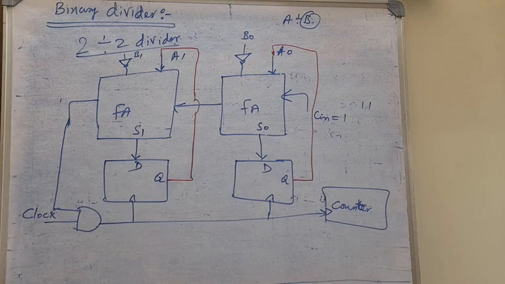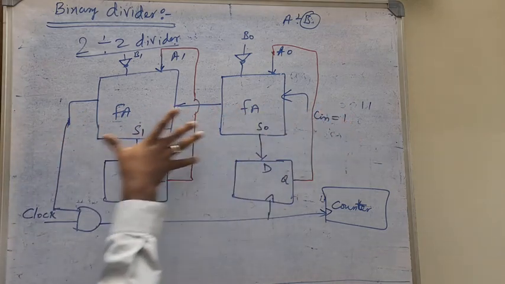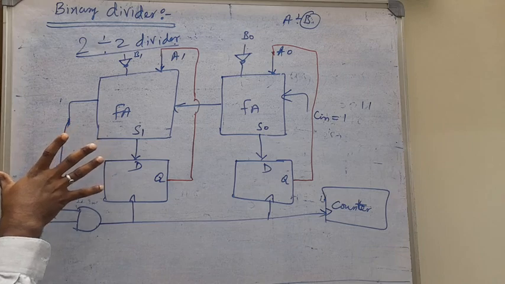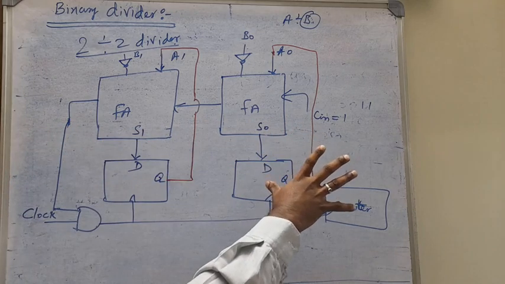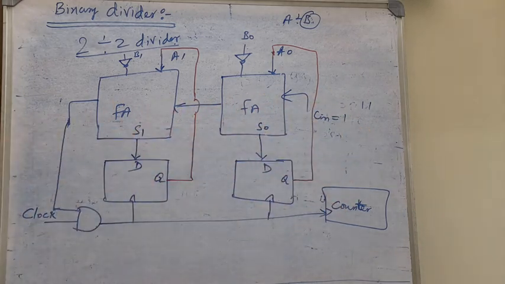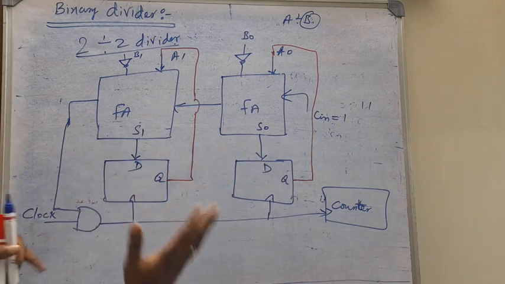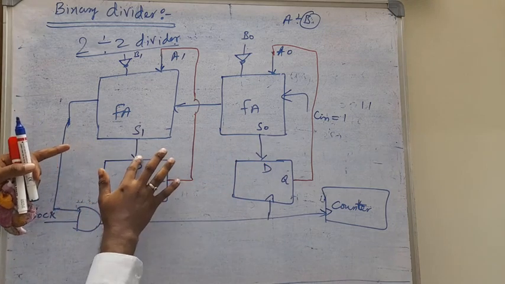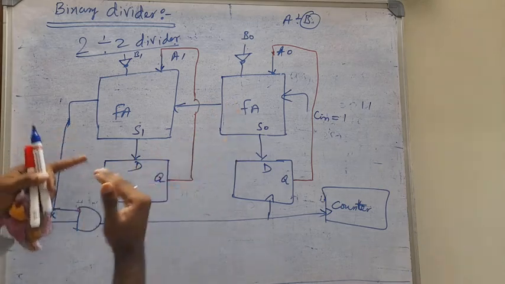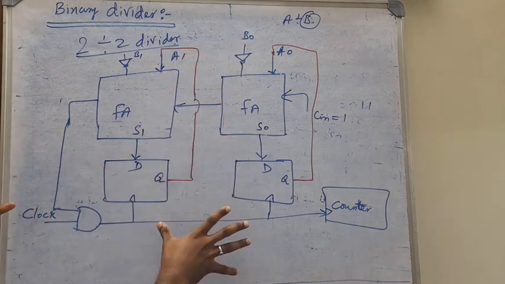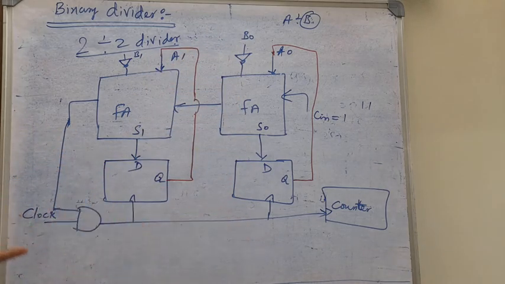Similarly, you can check for a 3-bit binary divider, in which case 3 full adders are going to come. A 4-bit binary divider indicates 4 full adders are going to come. Okay, so previously I have explained the manual concept. You just relate that manual concept to this block diagram, and you will be able to understand easily.